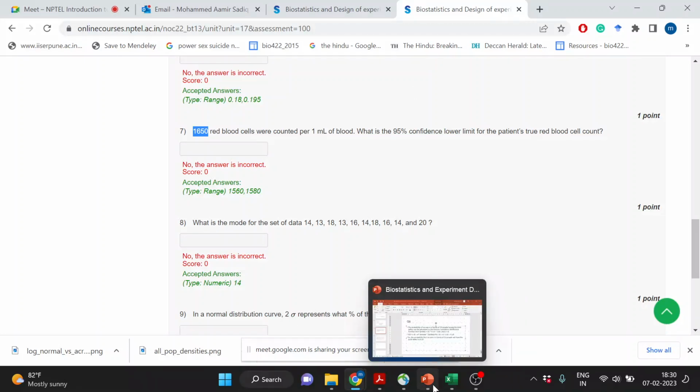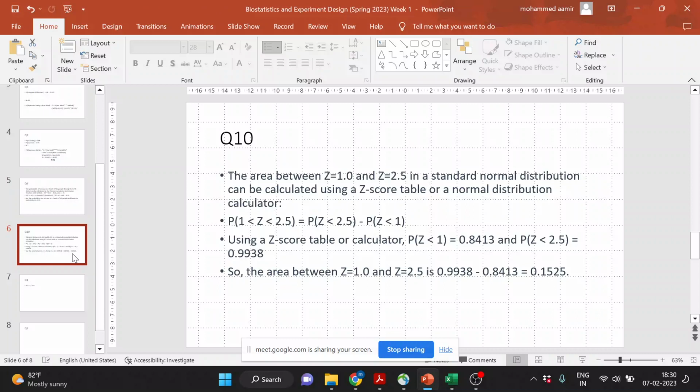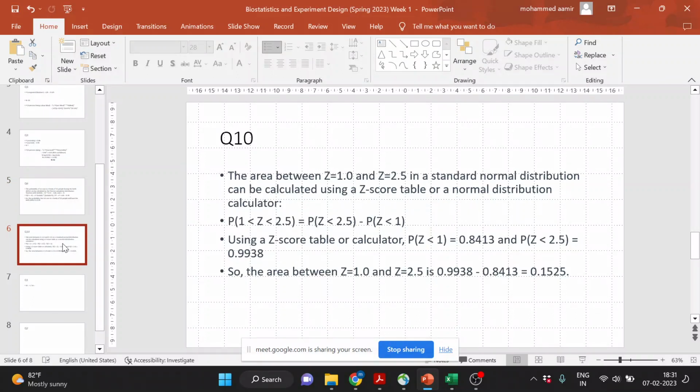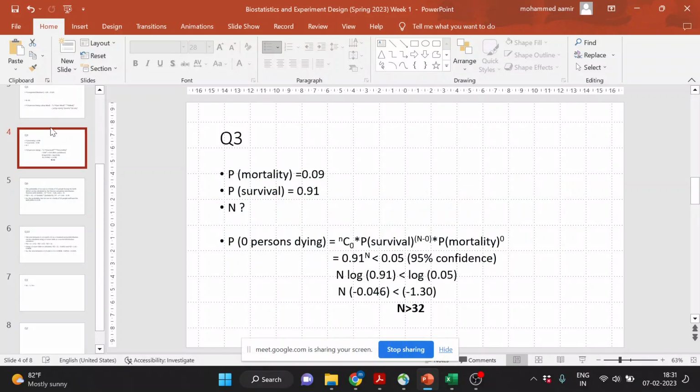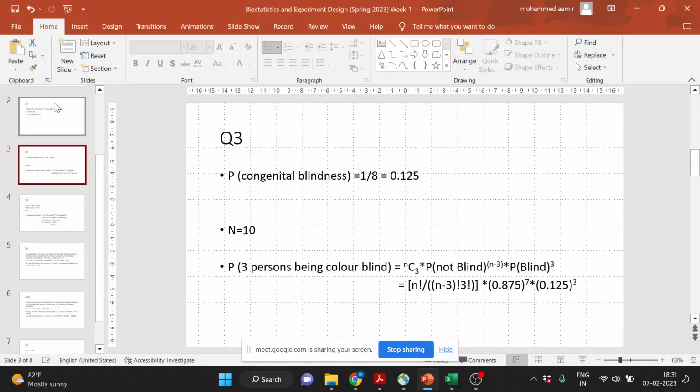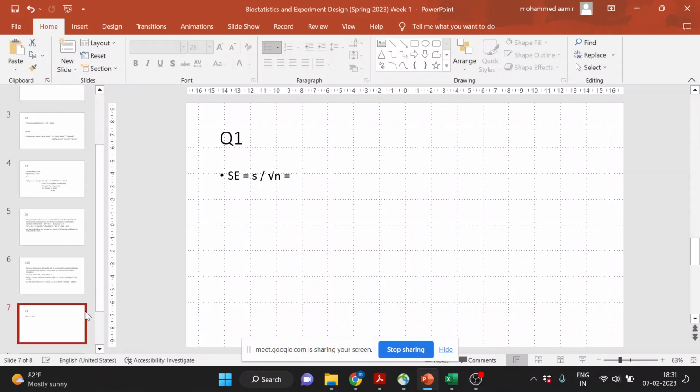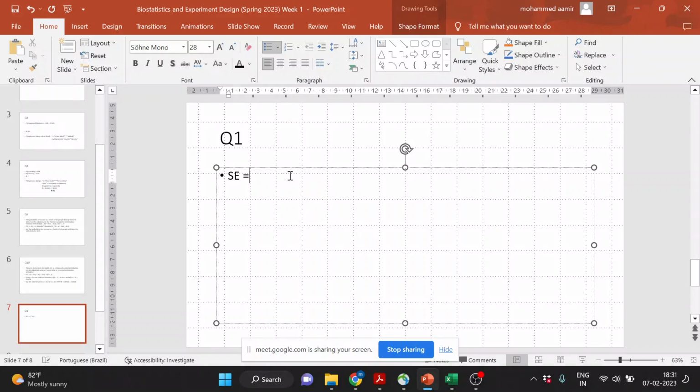And to calculate 95% confidence intervals, you need to use this formula. I sort of have missed that slide. We'll do that on a fresh slide. So for a Poisson, your lambda is equal to the mean, which is equal to the variance.